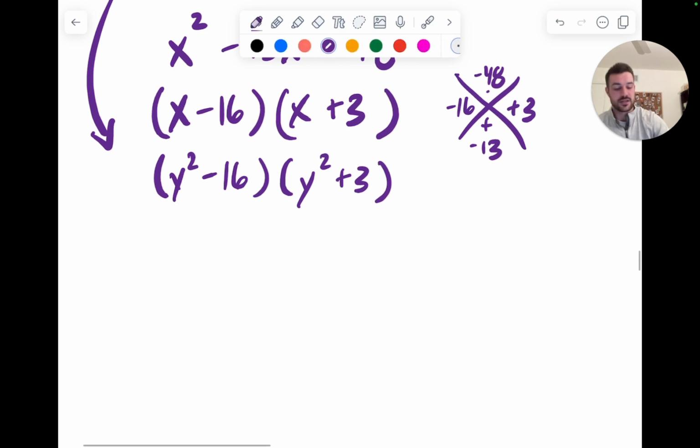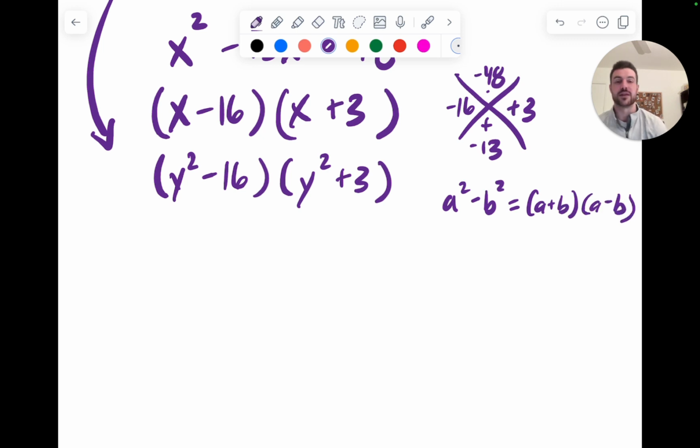On the side here, the difference of squares factoring pattern is a squared minus b squared equals a plus b times a minus b. So what I need to think about is, what value squared is y squared? Well, first of all, that is y. So this is going to be broken up into two parts. Now I need to know what number squared is 16. Hopefully we know that is 4. So I'm going to put a 4 in each and then a plus and a minus.